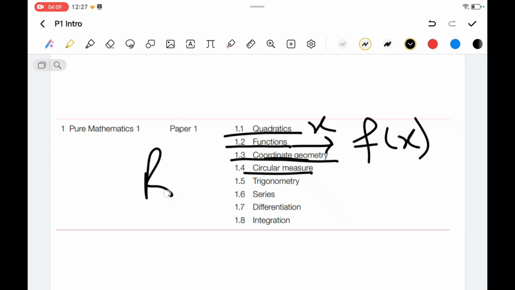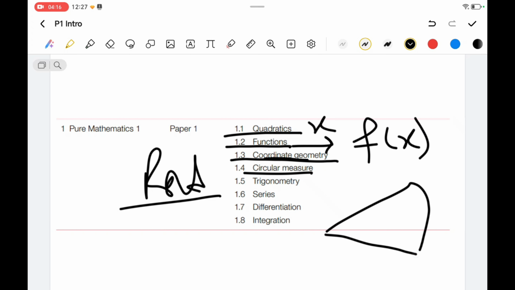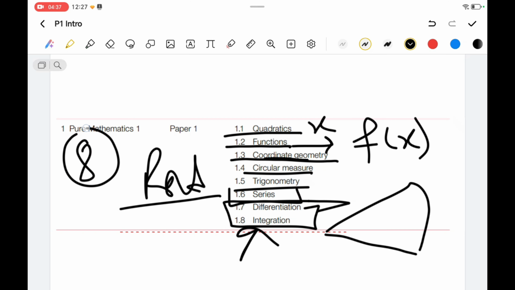Circular measure is basically radians. We will study that when we go on to circular measure, which has sectors in it. Then trigonometry, similar things, and we'll move on to more complex things. Series is sequences and series, the arithmetic progression and the geometric progression, and so on. Then differentiation and integration, the calculus part of this paper. This makes up the 8 chapters of paper 1 AS level.